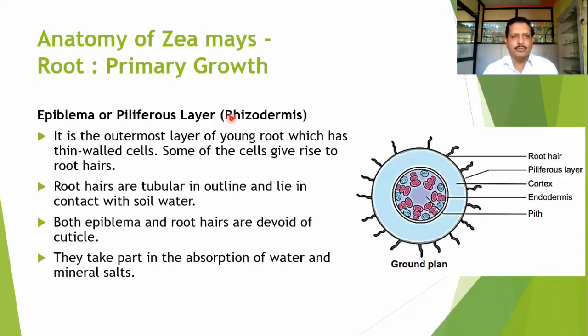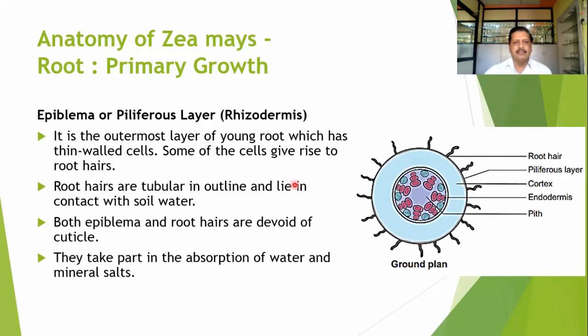Now we shift to the root of Zea mays, primary growth of the root. Here the epiblema, or piliferous layer, also known as the rhizodermis, is present. Now what is this piliferous layer? It is the outermost layer of a young root which has thin-walled cells. Some of the cells may give rise to the root hairs. Root hairs and the outermost layer are nothing but the piliferous layer.